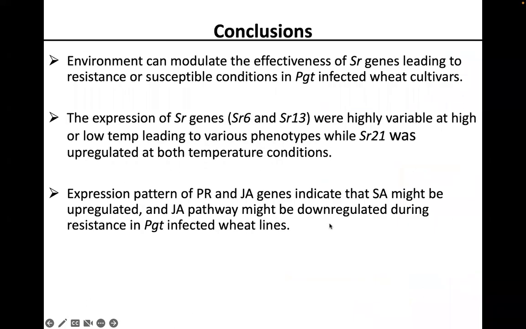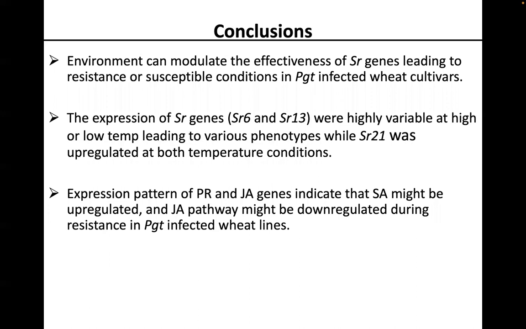So the conclusion here is that environment can modulate the effectiveness of the SR genes, leading to resistant or susceptible conditions in PGT-infected wheat cultivars. The expression of the SR genes, SR6 and SR13, was highly variable at high or low temperature, leading to various phenotypes, while SR21 was upregulated at both temperature conditions, as you saw before in the qPCR figure 2.